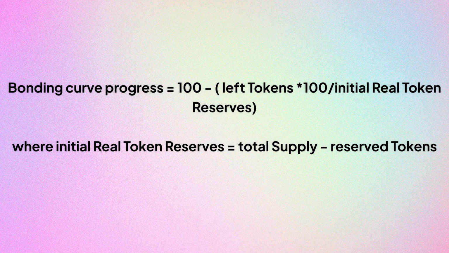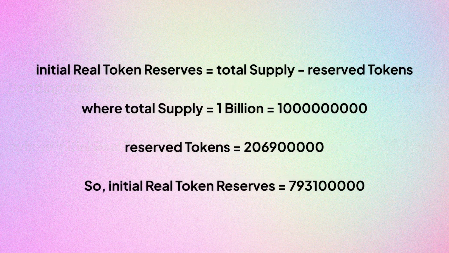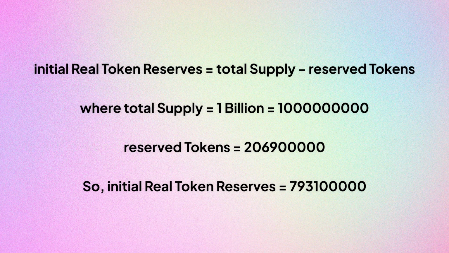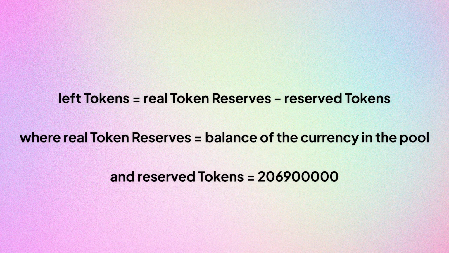The formula for calculating bonding curve progress is 100 minus (amount of left tokens times 100 divided by amount of initial real token reserves), where initial real token reserves equals total supply minus reserve tokens, and total supply is a constant set to 1 billion, and reserve tokens is also a constant set to around 206 million. So initial real token reserves comes out to be around 793 million. Now we just need the amount of left tokens to calculate the bonding curve progress.